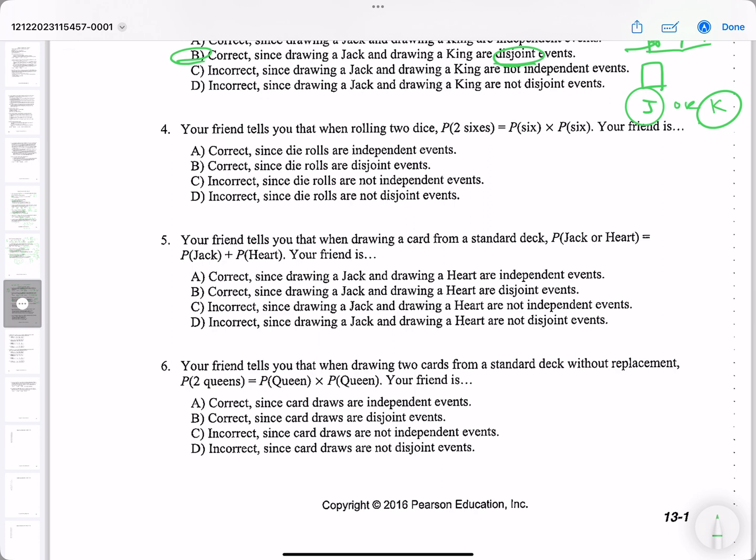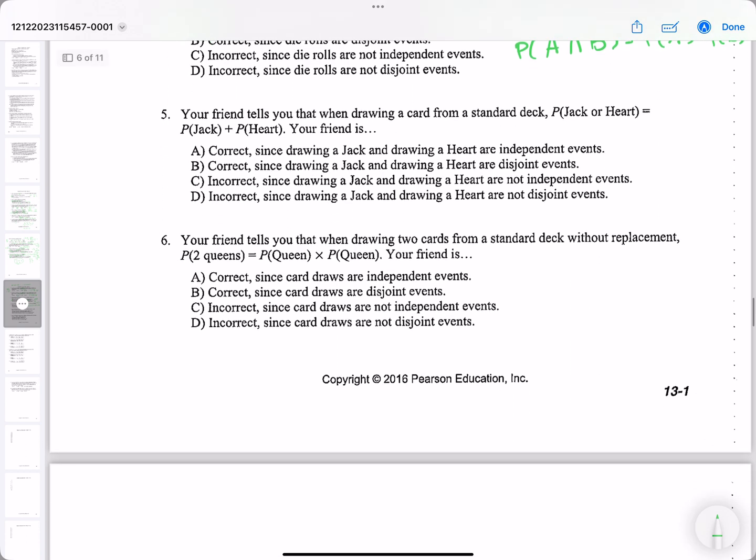Number 4, your friend tells you that when rolling 2 dice, the probability of 2 sixes is the probability of 6 times the probability of 6. And these represent independent events because one event does not influence the other. And we know that the probability of A and B, if A and B are independent, is the probability of A times the probability of B. And so yes, we agree that they're independent.